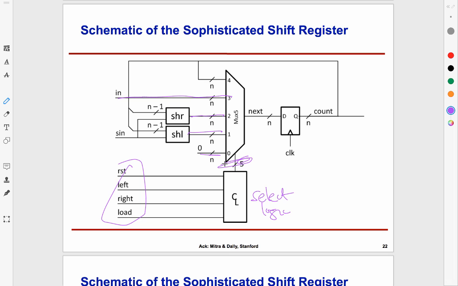So for example, for the case of 0, that means none of the control signals are high. So the select input corresponding to option 0 would be high when all of these things are 0. So it would be a NOR gate. Okay, and likewise. So again, the logic would look relatively straightforward.